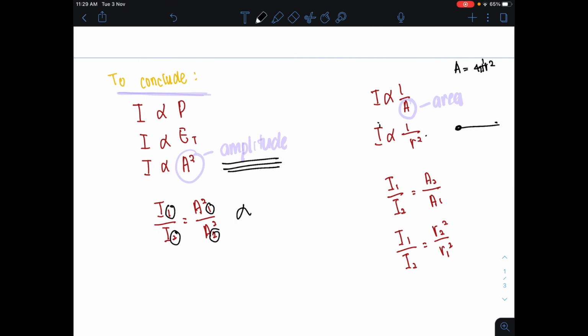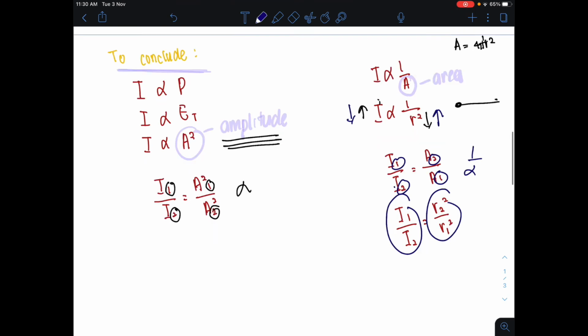They are inversely proportional. So bila R berkurang, I akan increase, dan bila R meningkat, I saya pula yang akan berkurang. As you get further from the source of sound, your intensity is going to decrease. So from here saya boleh buat relationship that intensity 1 over intensity 2 akan sama dengan area 2 over area 1. Look at the subscript here, because they are inversely proportional. Alright, and then in terms of radius pun sama, they are still inversely proportional. I1 over I2 is equals to R2 square over R1 square. So look at the subscript, be careful.